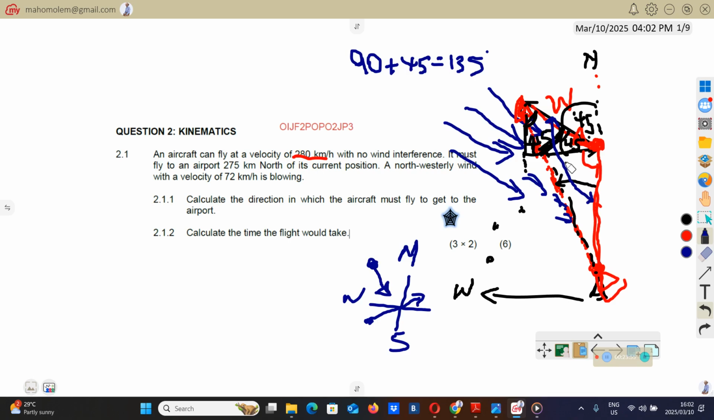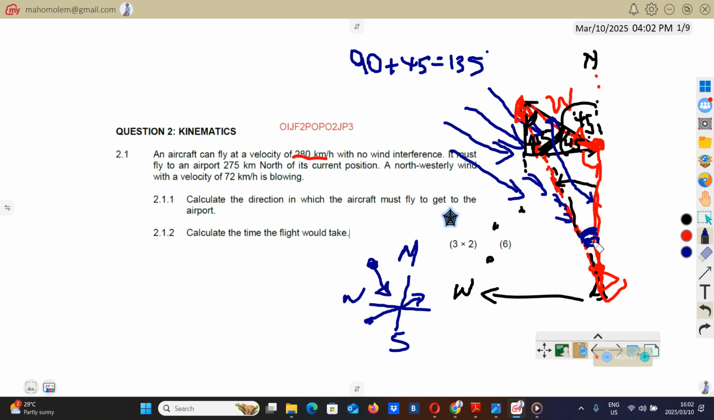So that is this blue angle. Now at least we know this angle. What we're looking for, remember, is this angle. The direction, as I've said, is northwest. But now we have to find this angle. We have to be specific.